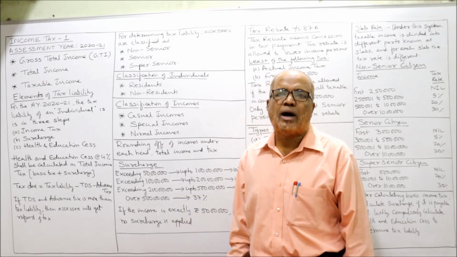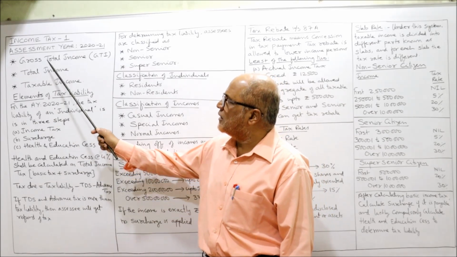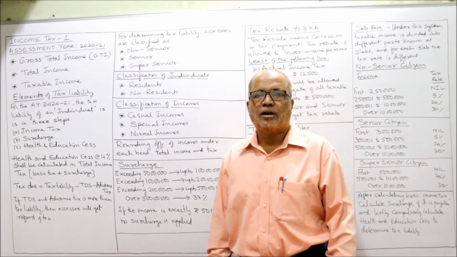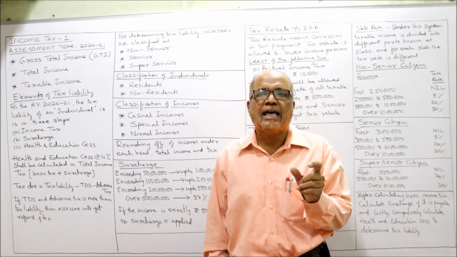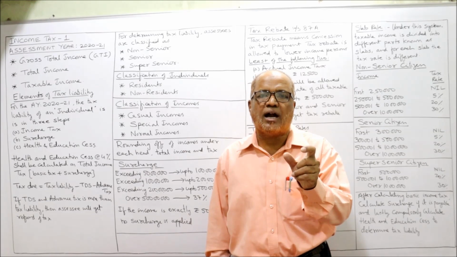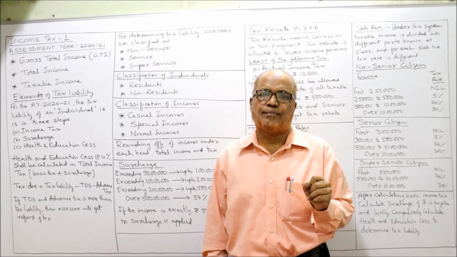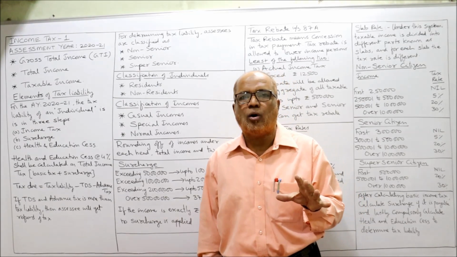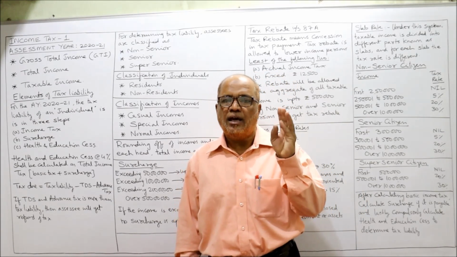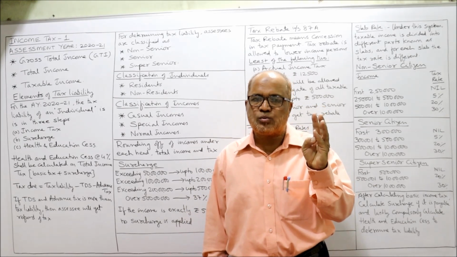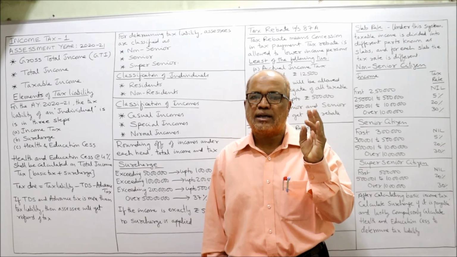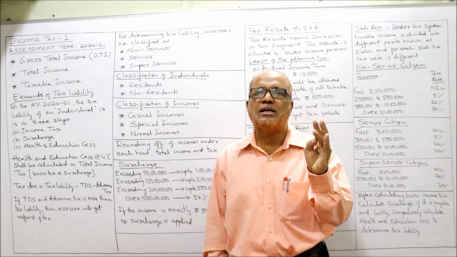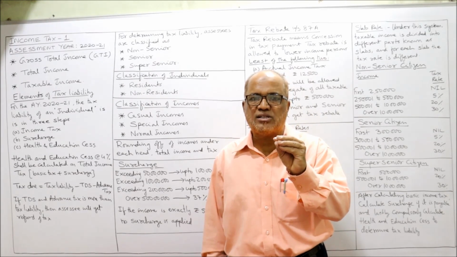Now, in this video, I am starting with the topic gross total income. The concept of gross total income. The gross total income is the aggregate of incomes under the different heads. The Income Tax Act has divided all the incomes under 5 heads: income from salary, income from house property, profits and gains of business and profession, capital gains, and income from other sources. These are the 5 heads of income.